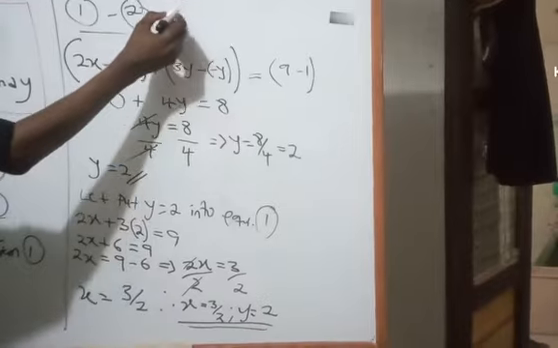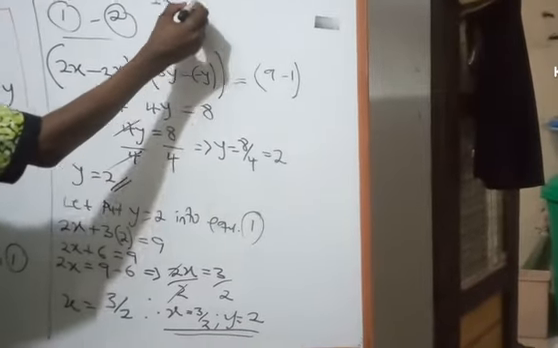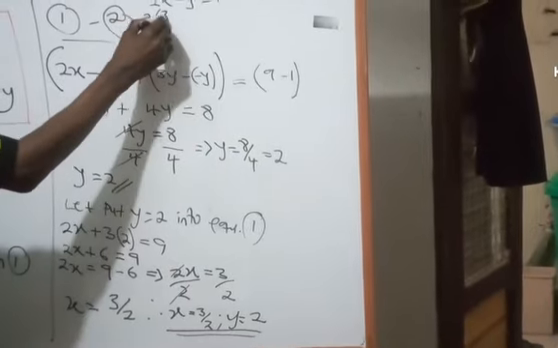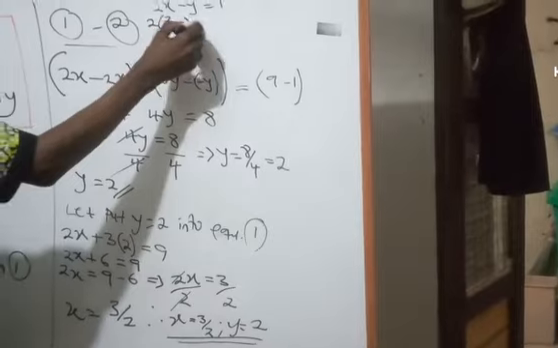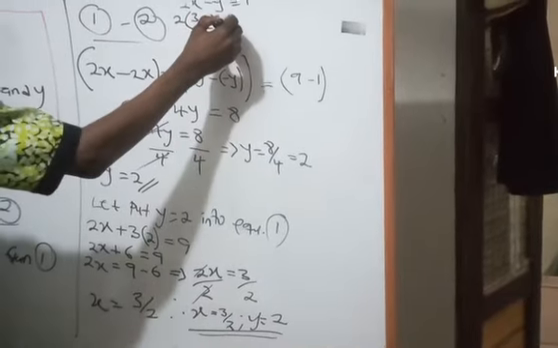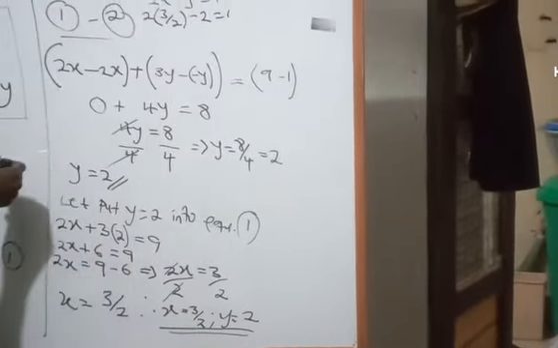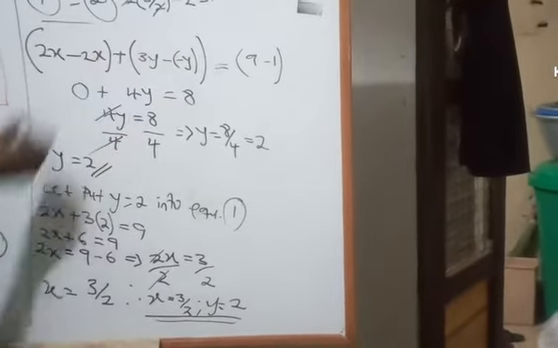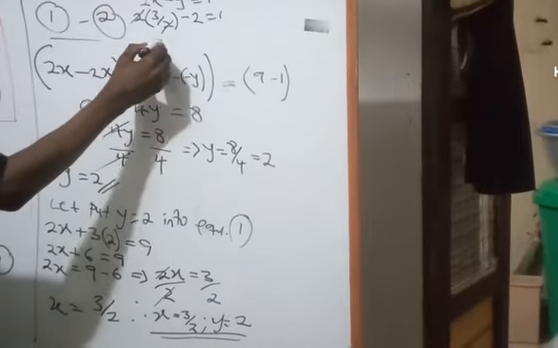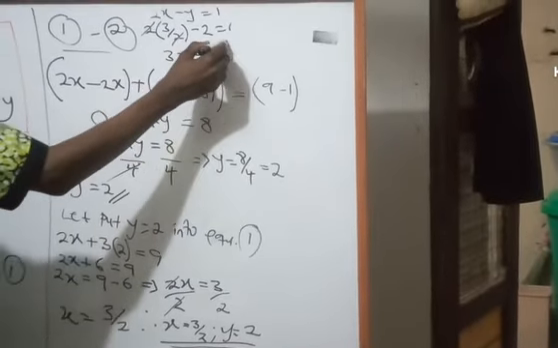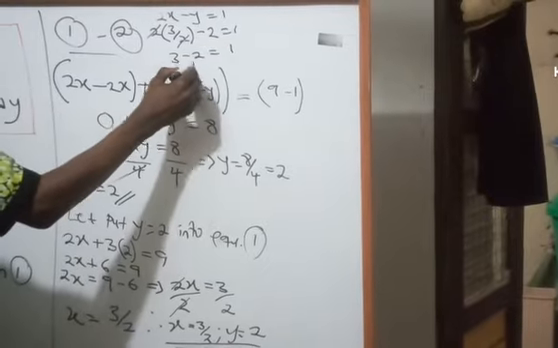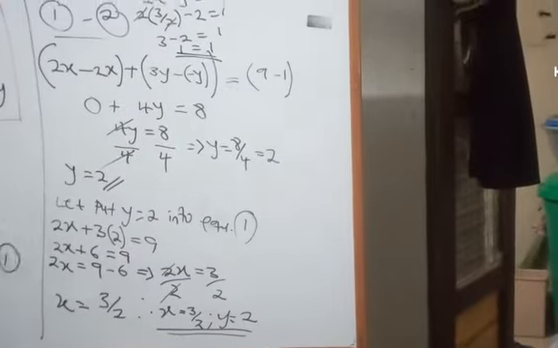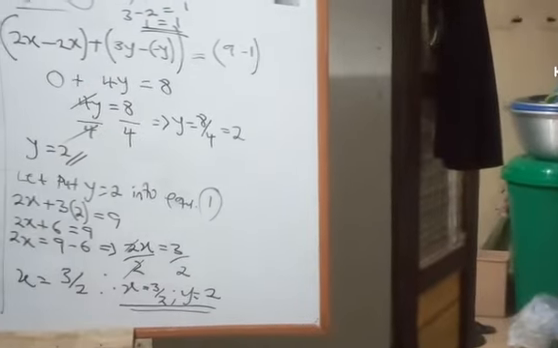2x minus y is equal to 1. 2, bracket open, our x value is 3 over 2, minus our y value, which is 2, is equal to 1. Right? This 2 will go away with this 2. So here will remain 3 minus 2, which is equal to 1. So 3 minus 2 will give us 1, which is equal to 1. So as required, it has been proved. So that means that our answer x equals 3 over 2 and y is equal to 2 is correct.